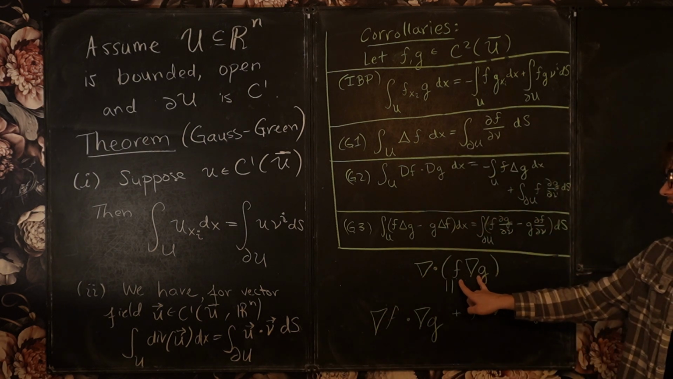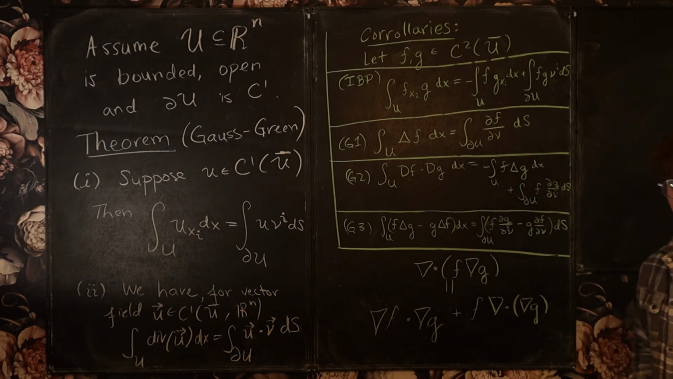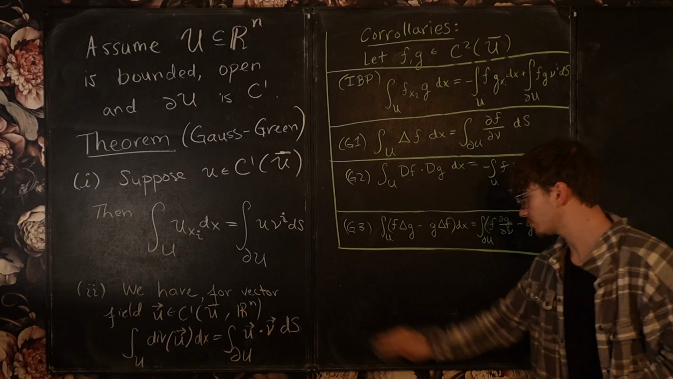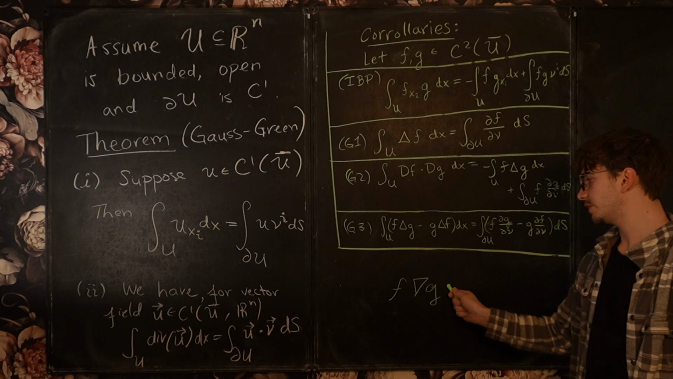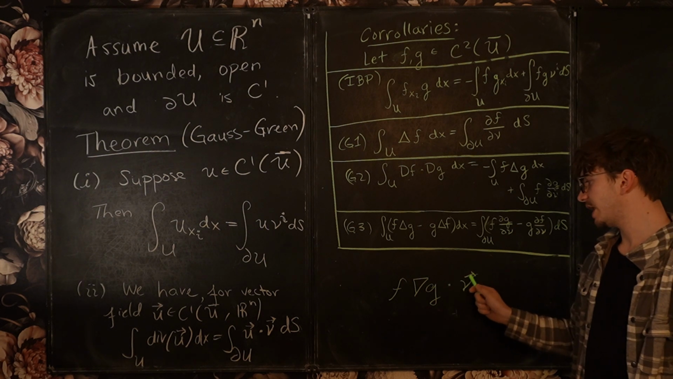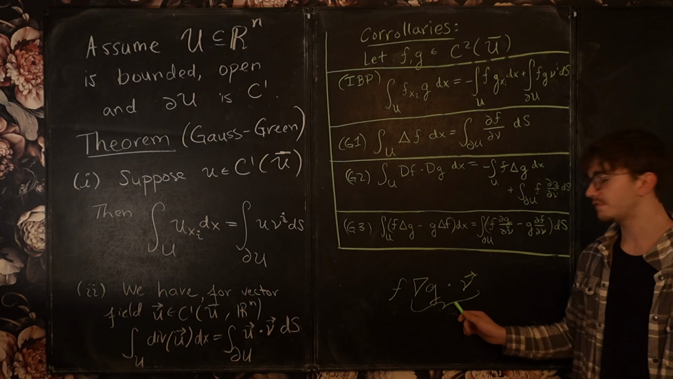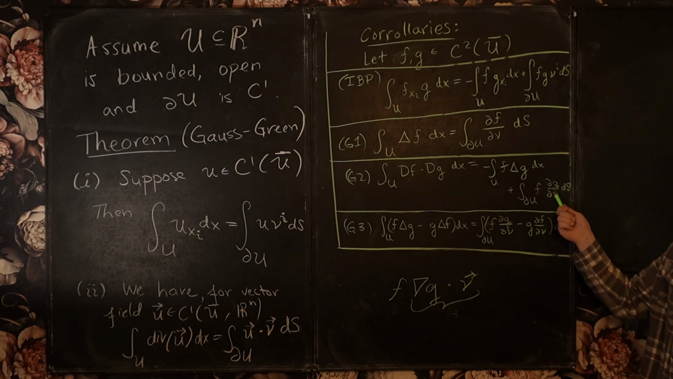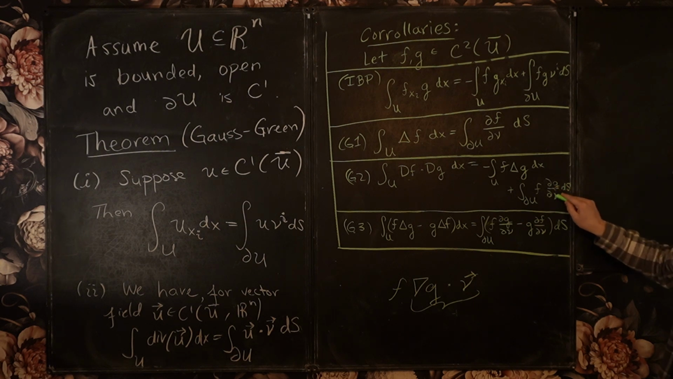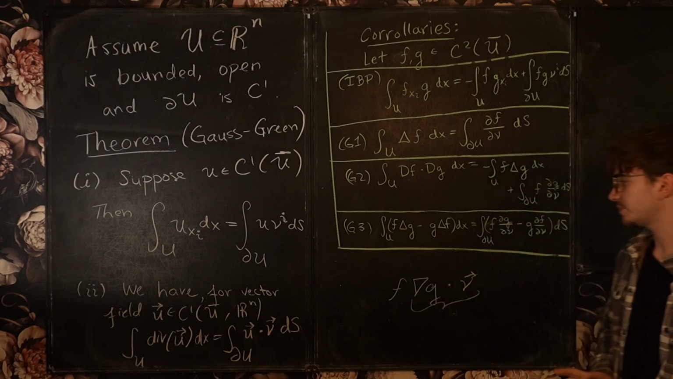and so I can take away the divergence operator and I just get f grad g dotted with nu. Okay, so f is a scalar function, and grad g dotted with nu is again the directional derivative of g in the direction of the unit outward normal vector. So that's exactly this partial g over partial nu here, okay? And so this is just a direct corollary of part 2 of our theorem.